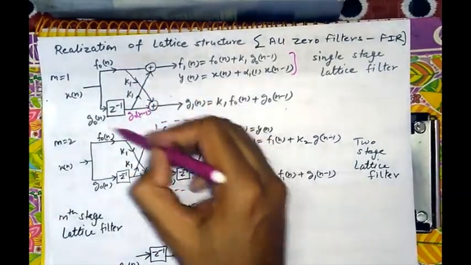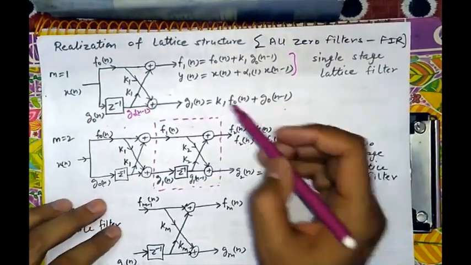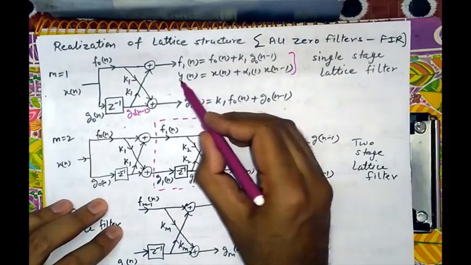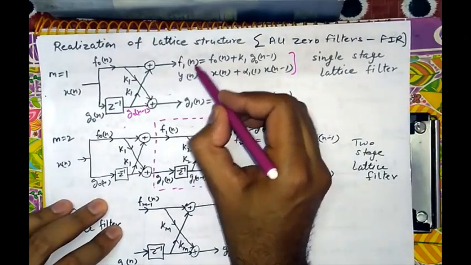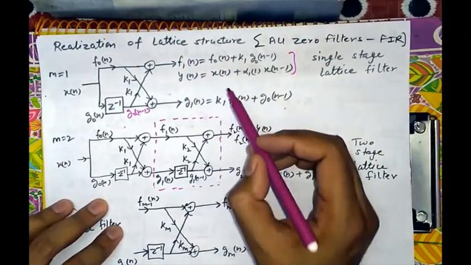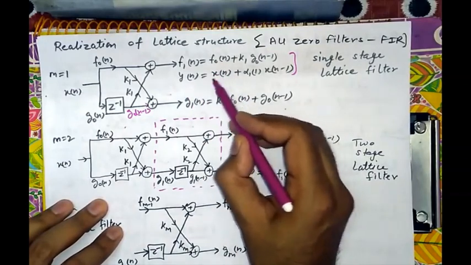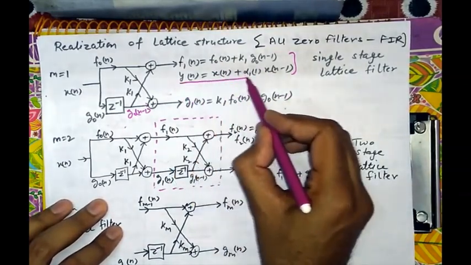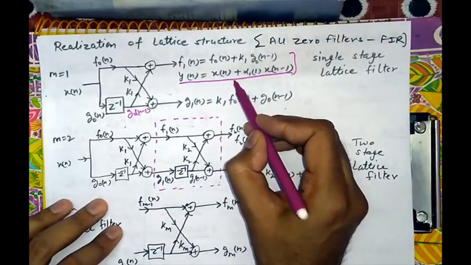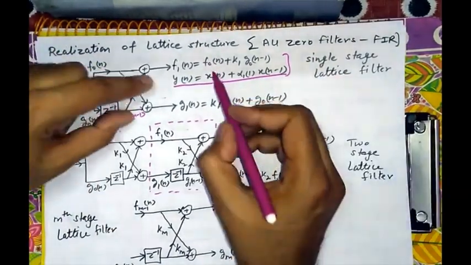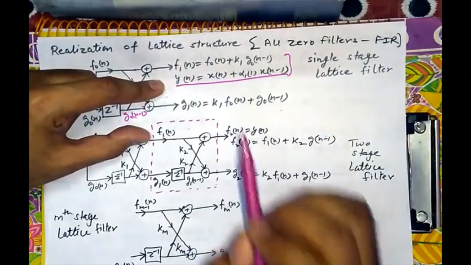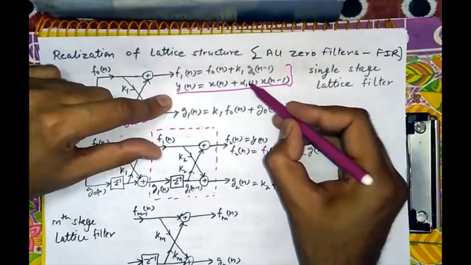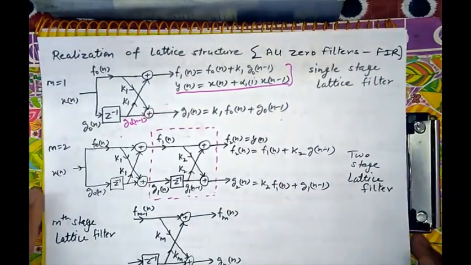So it is a double structure basically, and f1n is known as yn. Yn is equal to xn plus alpha 1 1 xn. This is the direct form structure, and this is the lattice structure form. Both have different coefficients. K1 is the lattice coefficient, alpha 1 1 is the filter coefficient.